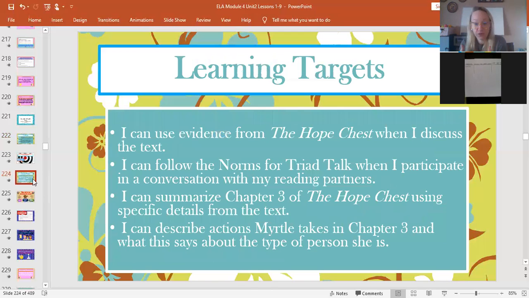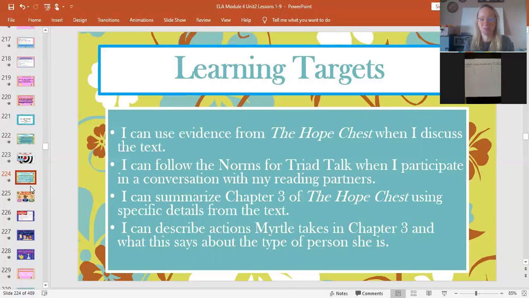Okay, so let's think about our learning targets for today. I can use evidence from the Hope Chest when I discuss the text. I can follow the norms for triad talk when I participate in a conversation. Okay, so we're not going to participate in conversations in our actual lessons because we're not together, but when we talk in Zoom, we would be able to work on the triad talk. I can summarize chapter 3 of the Hope Chest using specific details, and I can describe actions Myrtle takes in chapter 3 and what this says about the type of person she is.